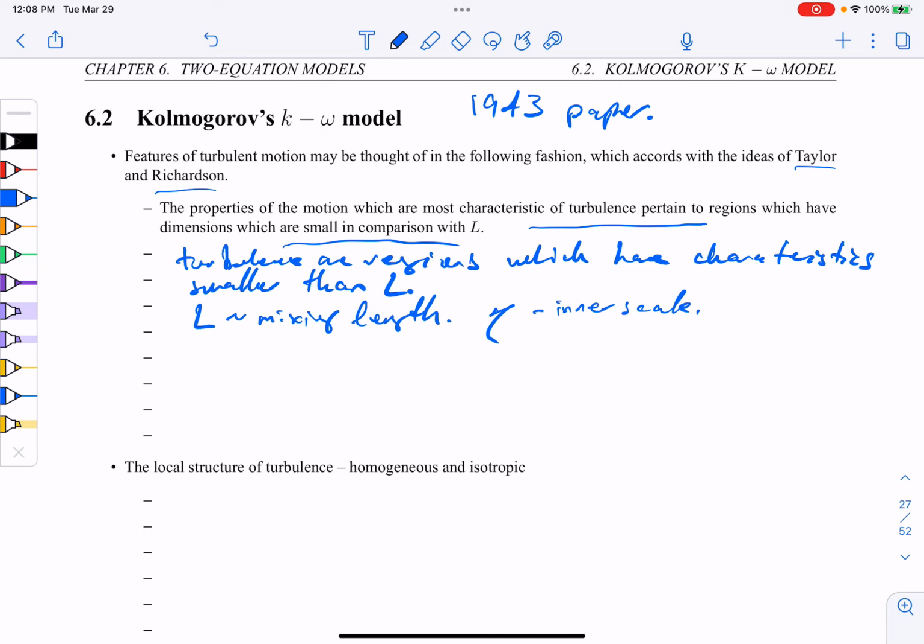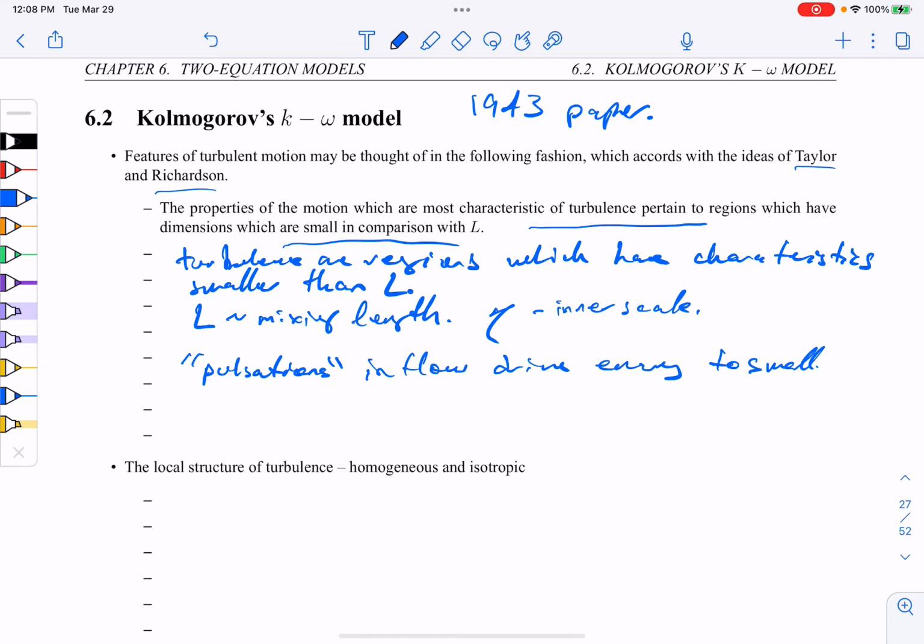And these strange pulsations in the flow drive energy to smaller scales, and that becomes what he called the cascade, which is well talked about today.